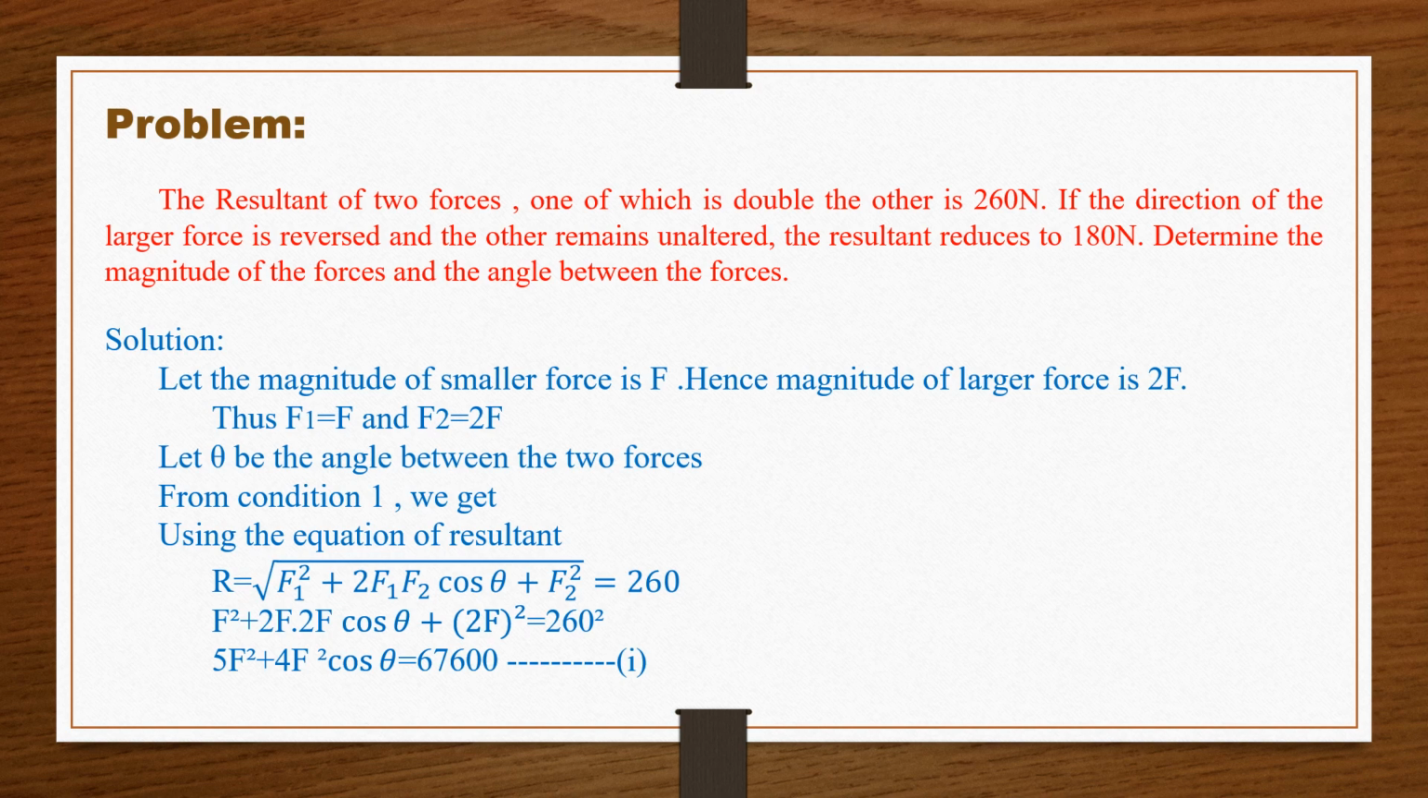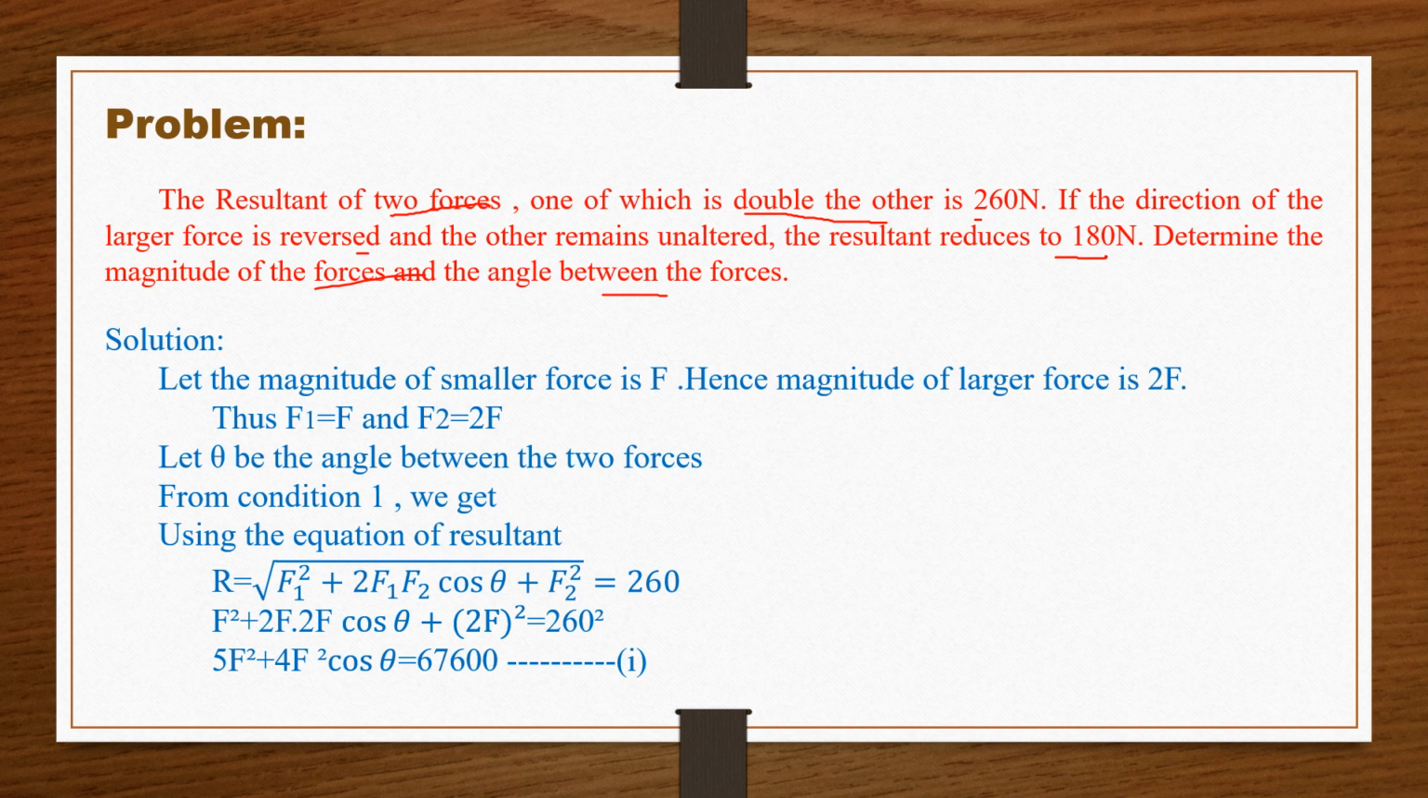I'll read out the question first. The resultant of two forces, one of which is double the other, is 260 newtons. If the direction of the larger force is reversed and the other remains unaltered and the resultant reduces to 180 newtons, determine the magnitude of forces and angle between them. This is the question. So first you have to understand the question.